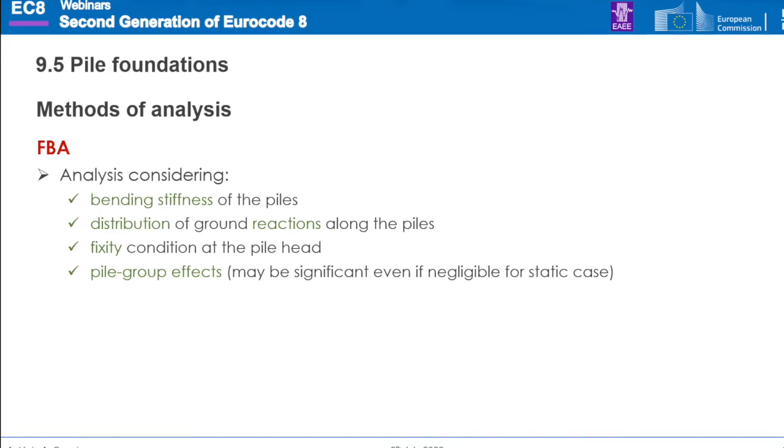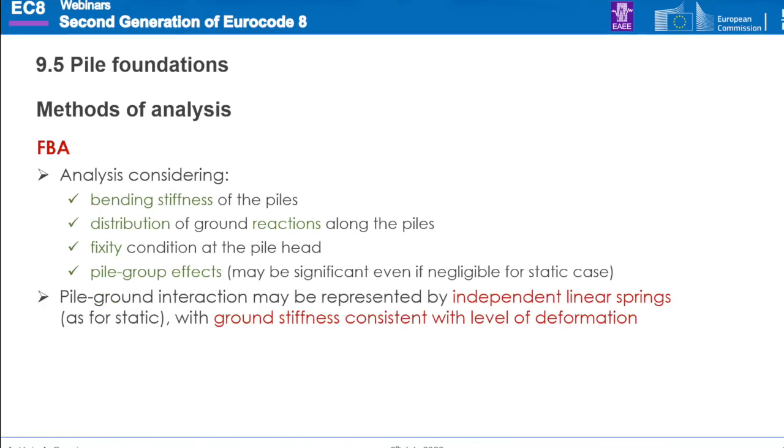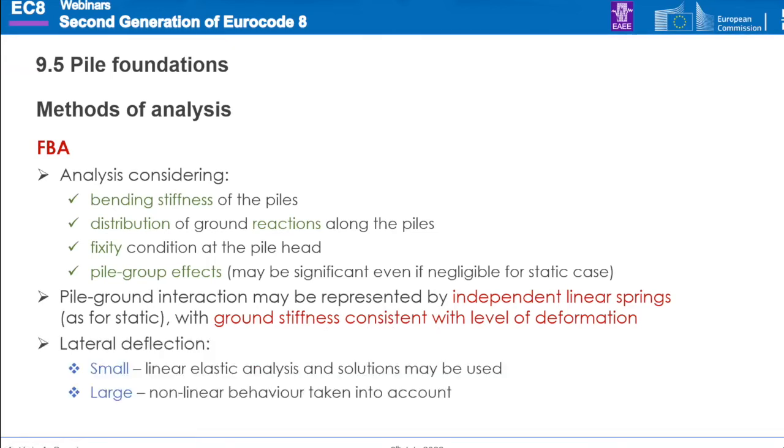So the bending stiffness of the piles, the distribution of ground reactions along the piles, the fixity conditions at the pile head, and the pile group effects, which may be significant even if they are not for the static case. And the pile ground interaction may be represented by independent linear springs, as for the static case, with, of course, ground stiffness consistent with the level of deformation.